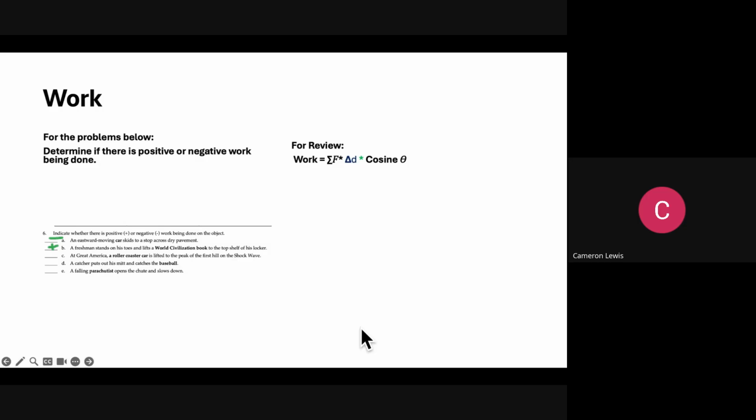So now I'll do the next one. We have a roller coaster that is lifted to the peak of the first hill on the Shockwave. So being lifted again, taking something and putting it on a higher shelf, I'm going to say that's adding.